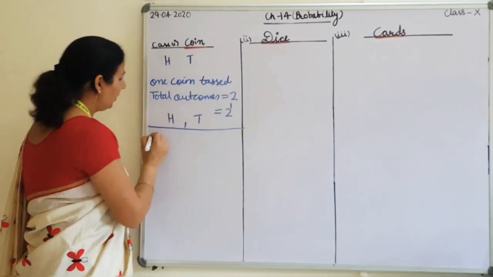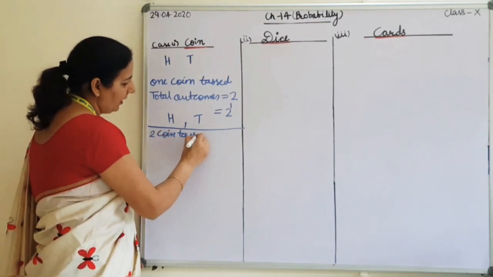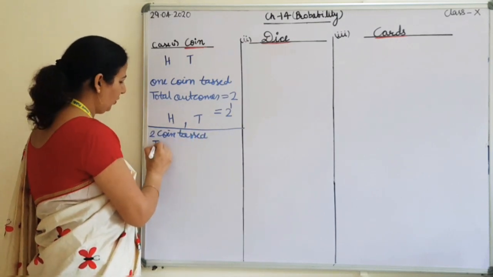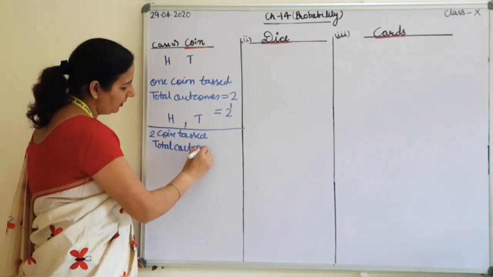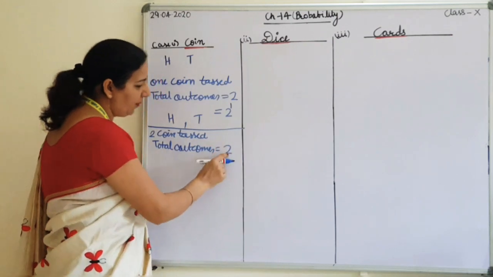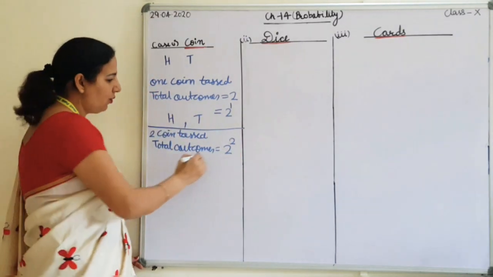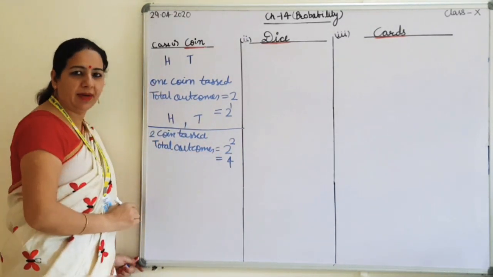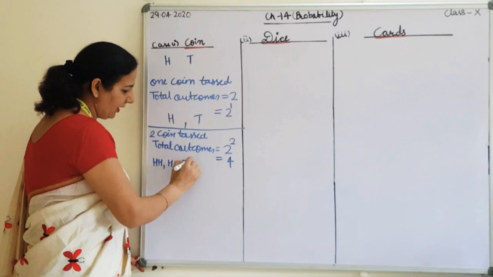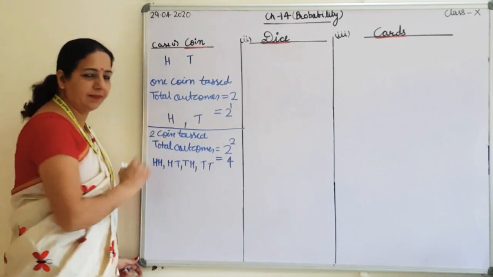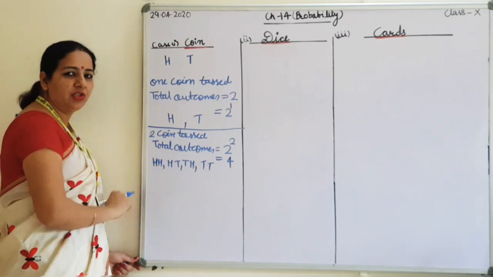But when two coins are tossed, then the total outcomes will be 2 power 2. 2 means head or tail, 2 times we have tossed, 2 coins are tossed, that is 2 power 2. It means there will be 4 in number. They can be head head, head tail, tail head, tail tail. What I have done here, I just fixed one head, then I changed the positions.